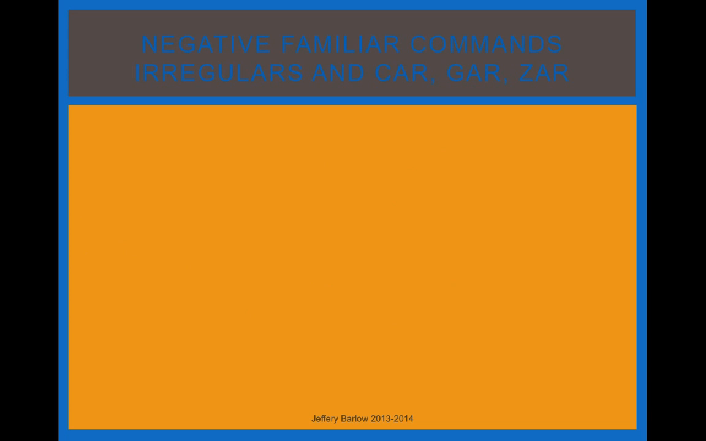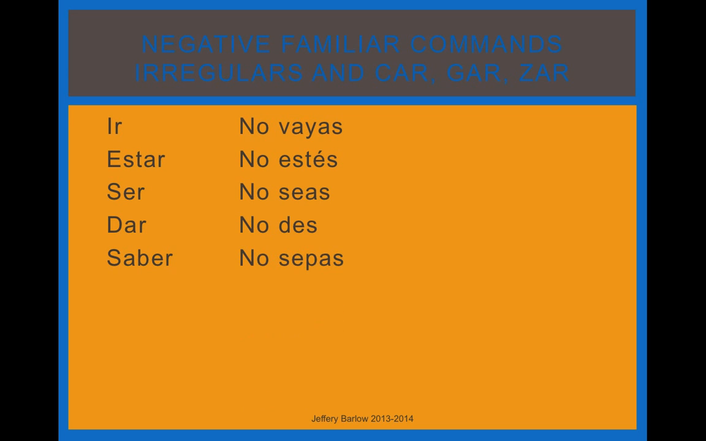While there are more steps involved with forming negative familiar commands, there are fewer irregulars than the affirmatives. These are the 5 irregulars for negative familiar commands. These simply need to be memorized, but they do all have something in common. What they have in common is that the yo form does not end in an O. So there's no way to drop the O and follow the steps to form the negative familiar commands.